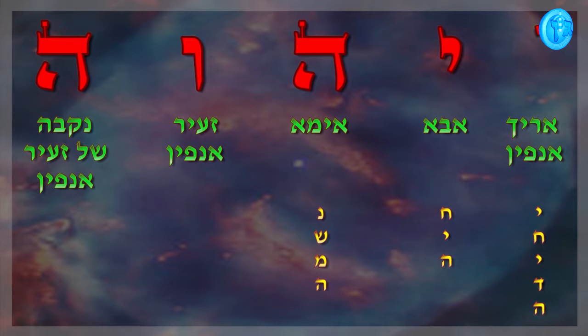Partzuf Ze'er Anpin relates to the level called Ruach, and the female counterpart of Ze'er Anpin relates to the level called Nefesh. But of course, the most relevant point of interest to our current discussion is that Partzuf Ze'er Anpin relates to the spiritual level called Ruach.